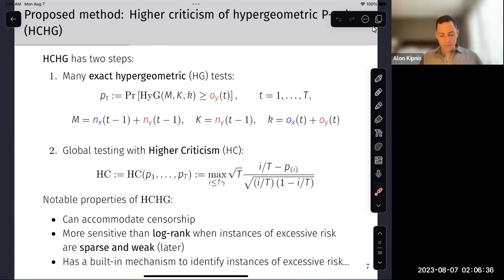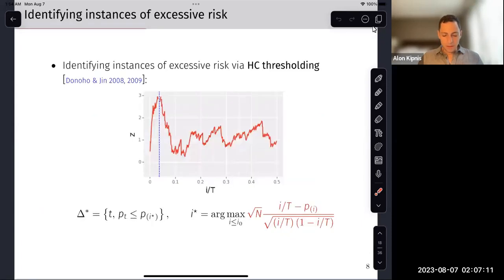Notable properties of HCHG: first, it can accommodate censorship the same way that log rank can. I will argue in a few slides that it is more sensitive than the log rank when instances of excessive risk are sparse and weak. I will also mention a nice property of HCHG, that it has a built-in mechanism to identify instances of excessive risk. So what is this mechanism? It is called higher criticism thresholding.